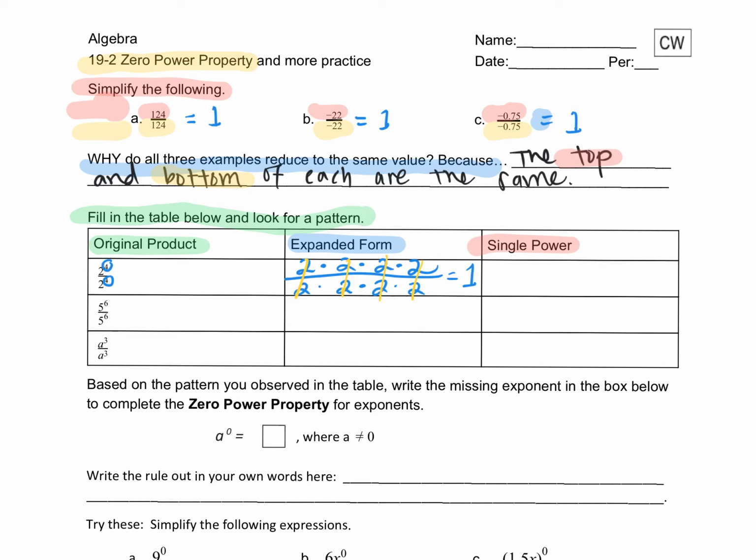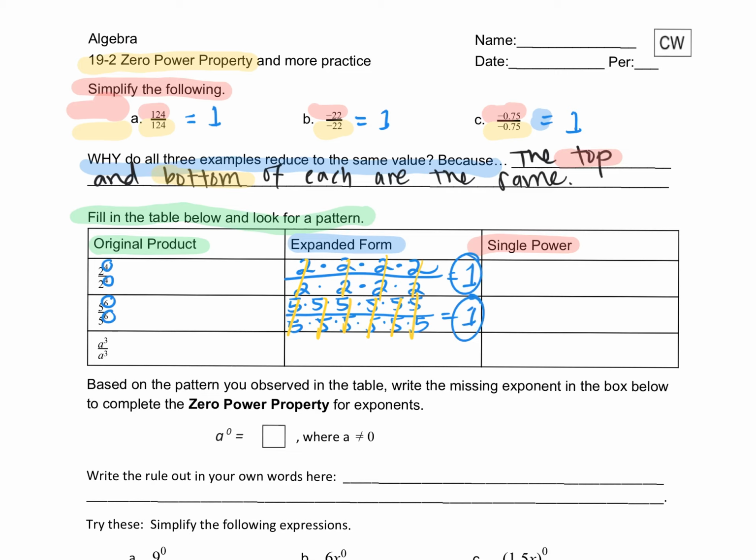Well, now let's look at the next row for expanded form. We have 5 to the 6th and 5 to the 6th. So that's 6 5's on the top. 1, 2, 3, 4, 5, 6. And the same amount on the bottom, because the bottom is also 5 to the 6th. And then again, if it's the same thing on the top and the bottom, it's equal to 1.